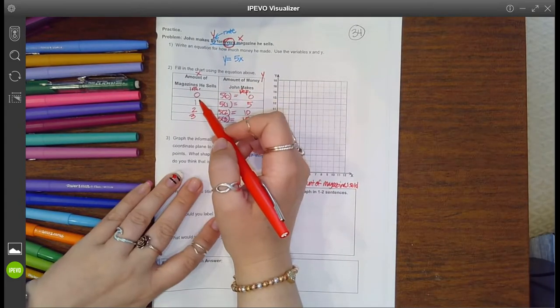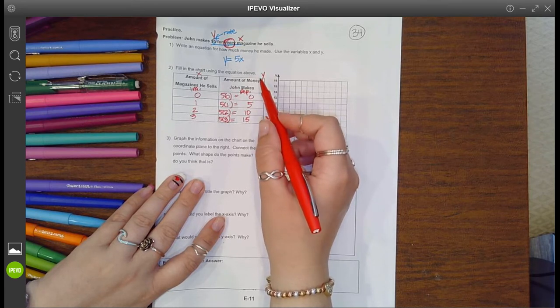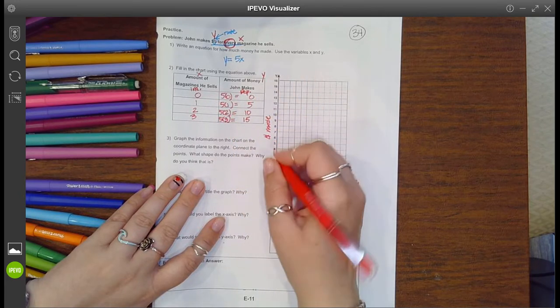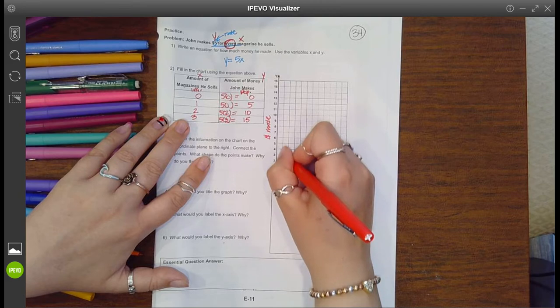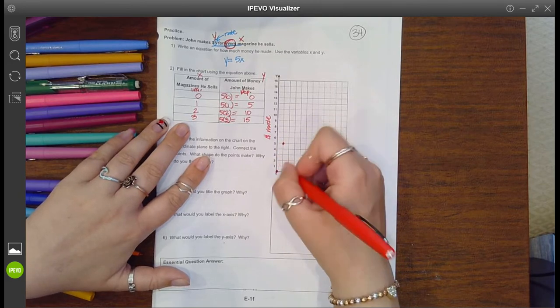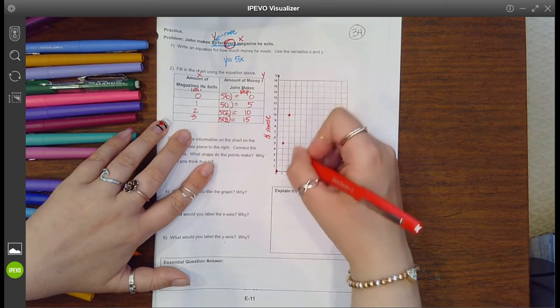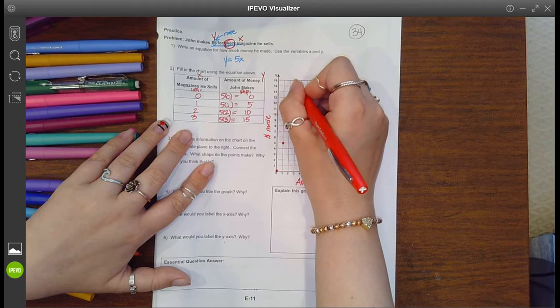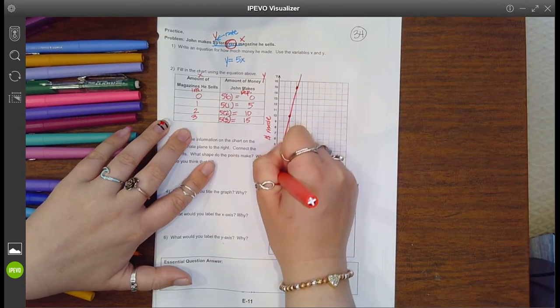So this tells me the right or left because it's X, and this tells me the up or down because it's Y. They're both positive, so I'm always going to go right and then up. So over nothing, up nothing. Over 1, up 5. Over 2, up 10. Over 3, up 15. Now, when I connect all of those, it should make a perfectly straight line.